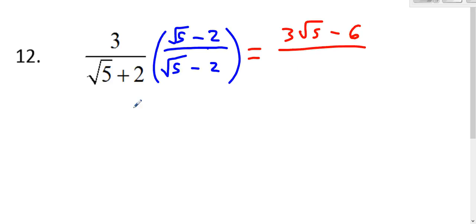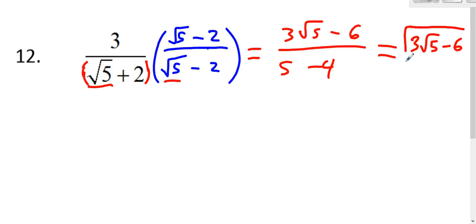And then the denominator we have to FOIL, but anytime we're multiplying out conjugates, there's a bit of a shortcut because the outside and inside terms are always going to cancel. So you just have to multiply the first terms, square root times square root. It would be square root of 25, which is a regular 5. And then positive 2 times negative 2 is negative 4. So our denominator is 1. So we don't even need to write it.